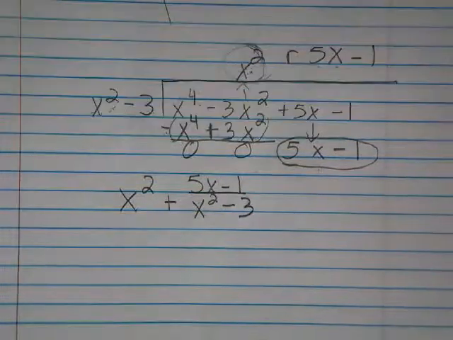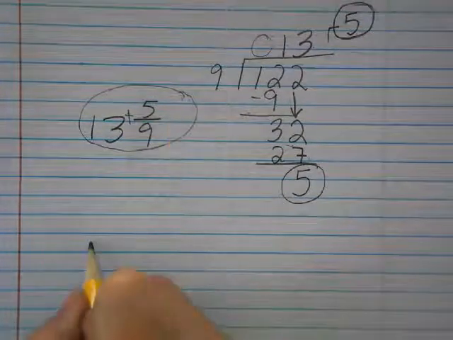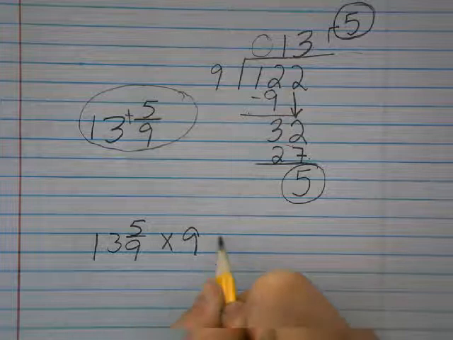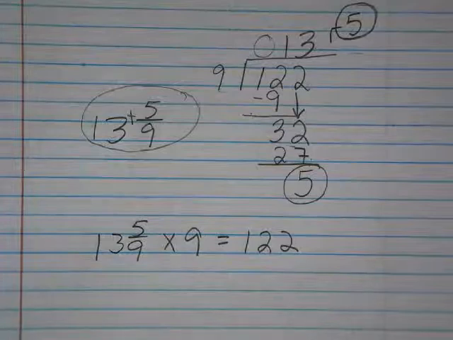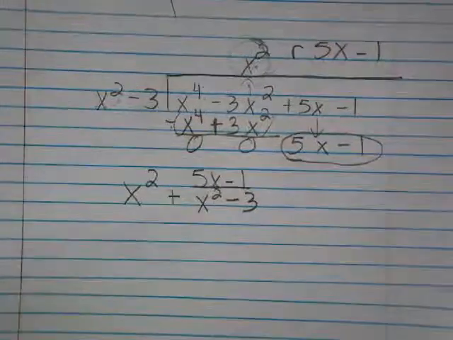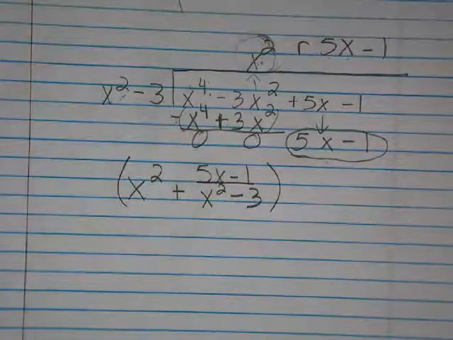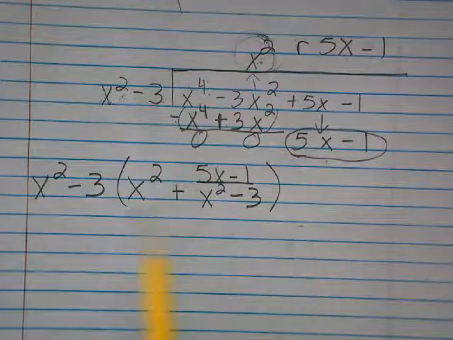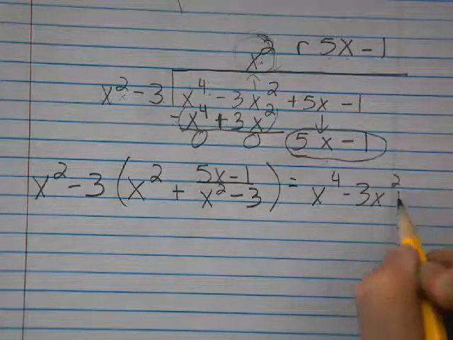Now, what's the next step? If you want to take it even farther, what else does that mean? Well, this means that if I take 13 and 5/9 and I multiply it by 9, I'm going to get 122. Okay? So it means the same thing when you're talking about functions. They're just a lot messier, right? It means if I take this and I multiply it by my original divisor, x squared minus 3, I should get, as a result, x to the 4th minus 3x squared plus 5x minus 1.